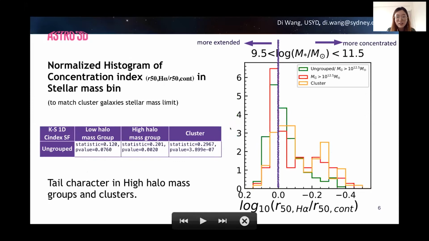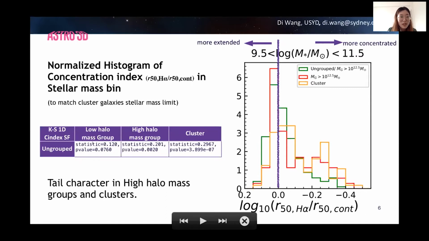To quantify the concentration index in different environmental densities, I'm using a normalized histogram. I did the KS test for the concentration index for the ungrouped and low halo mass groups versus the high halo mass group and cluster. We can see the p-value is slightly larger than 0.05, which indicates the distributions of concentration index in the ungrouped galaxies and low halo mass groups don't have a significant difference.